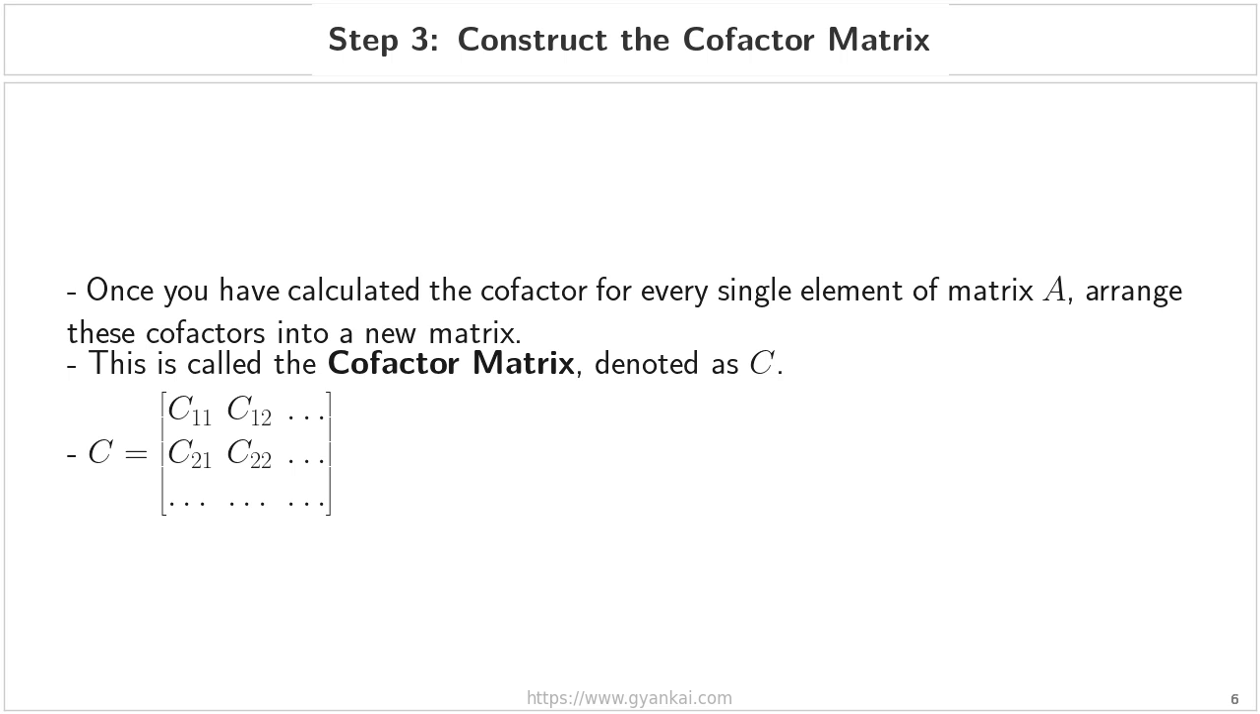So, the first row of our new matrix C will consist of the cofactor from row 1, column 1, followed by the cofactor from row 1, column 2, and so on. The second row will start with the cofactor from row 2, column 1, and this pattern continues until we have a complete matrix of cofactors.